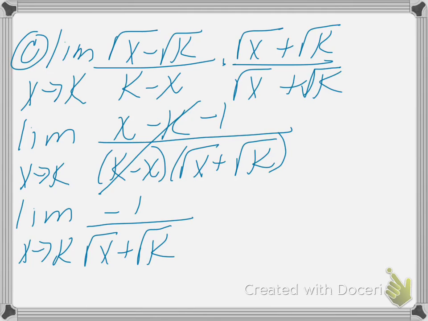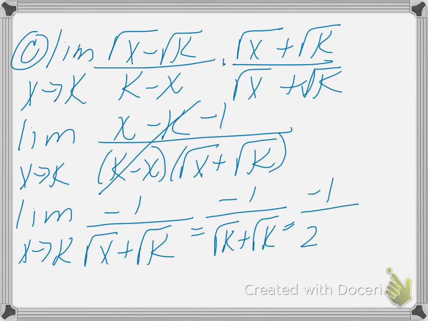And now I can go ahead and substitute in k for x. And radical k plus radical k is 2 radical k. And that was the answer for part C. Okay, now part D.